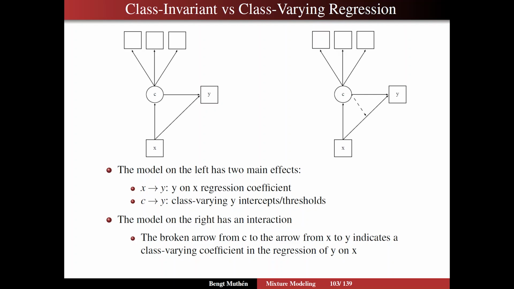Now, in contrast, the model on the right is more complex. It has this broken arrow added to it. So that designates an interaction. Broken arrow from C to the arrow from X to Y indicates a class varying coefficient in the regression of Y on X. So class varying coefficient here, varying across these classes. That's what that picture is meant to convey.